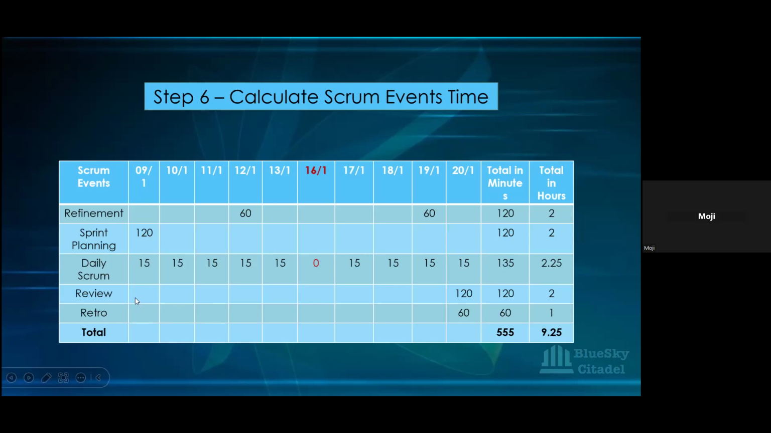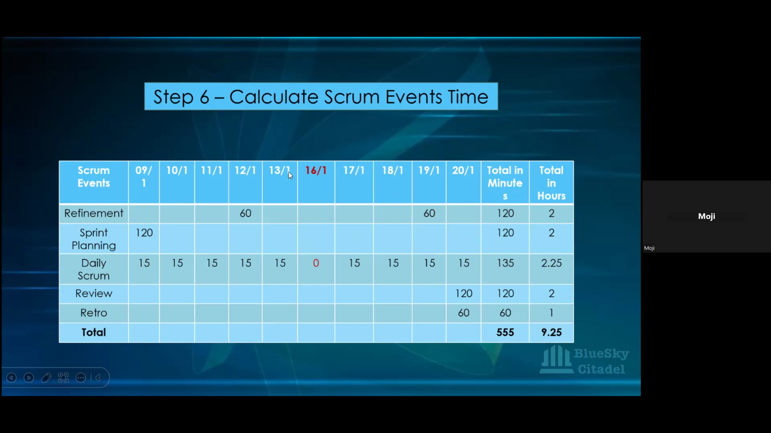The review is done at the end of sprint for 2 hours. We're taking that off again, 120 minutes, that's 2 hours. And then for their retro, they do 1 hour at the end of sprint also. For that, that's 60 minutes, and that's another 1 hour. So when you add all those together, you get a total of 9.25 hours taken out. And we have to factor that into that table.